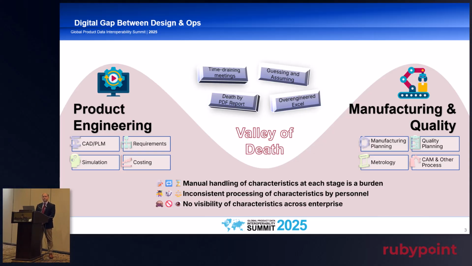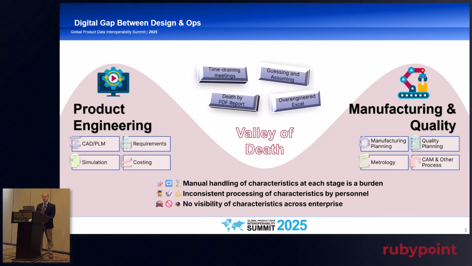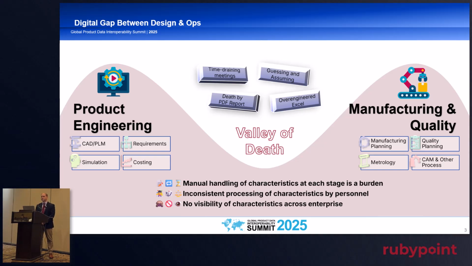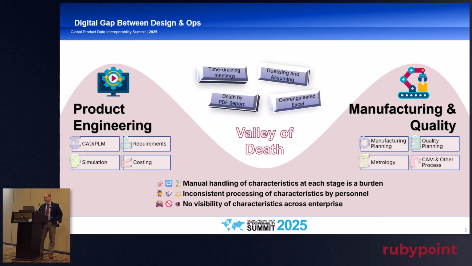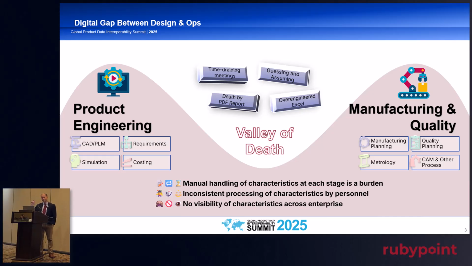That's very costly, and I think that's the first thing people think about right away. When people talk about MBD, the first thing they think is automation. That's the benefit we need to be targeting. I think it's true, but actually it's maybe one of the less valuable value propositions of good data interoperability. The next thing would be the inconsistent processing of characteristics by people, by engineers.